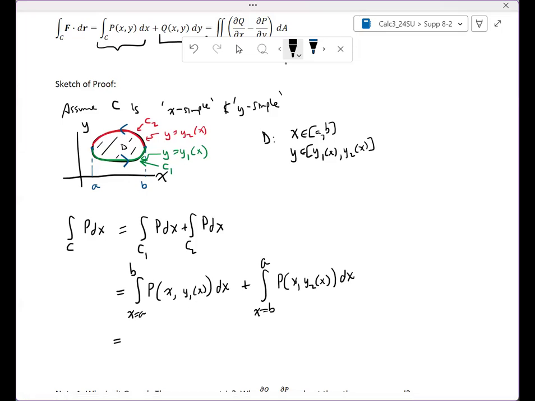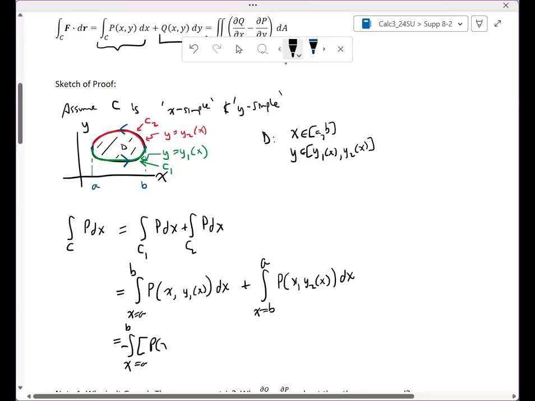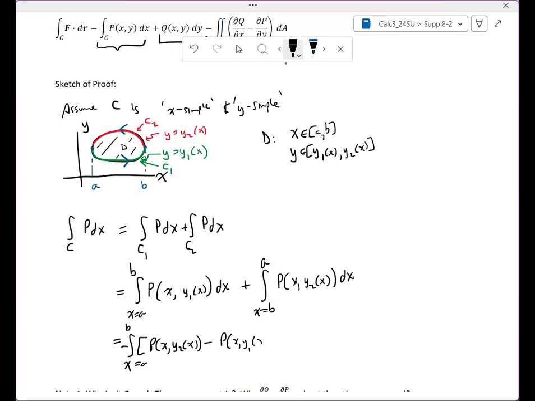But I can wrap these under the same integral now. Integral x equals a to b. And here I want a y2 of x minus y1 of x, because y2 is the top curve and y1 the bottom curve. So I'm going to put a minus out in front: P of x comma y2 minus P of x comma y1.